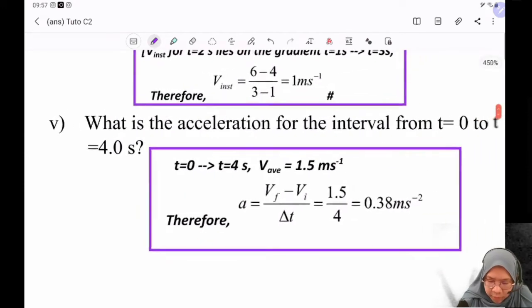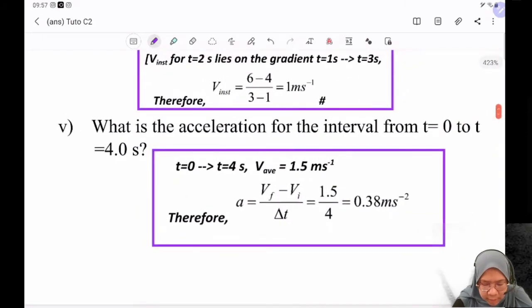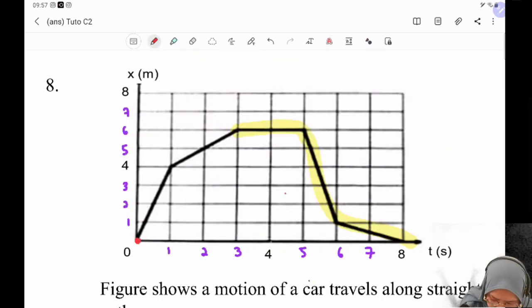Okay, then we go to V. What is the acceleration for the interval from 0 to 4 second? Okay, so the formula adalah V final minus V initial over delta T. Okay, so kita fokus pada 0 sehingga 4 second.